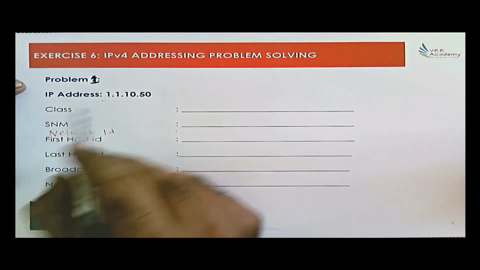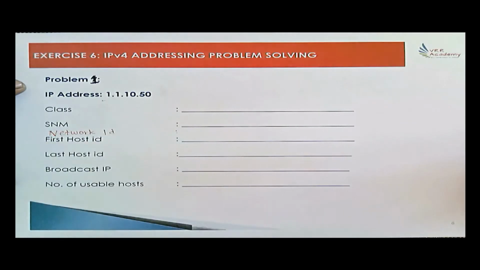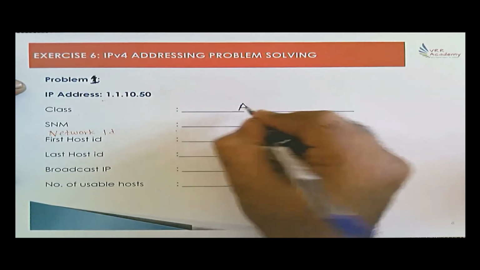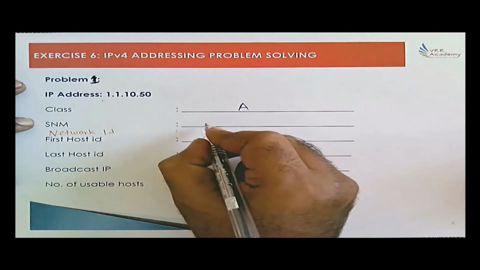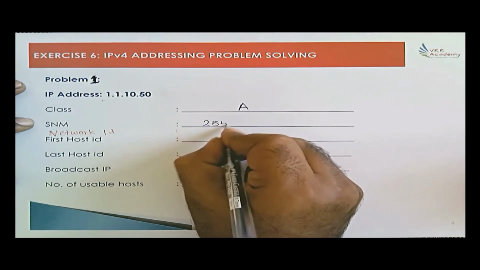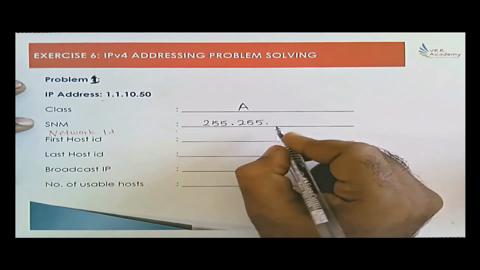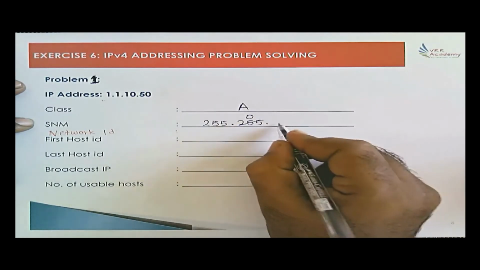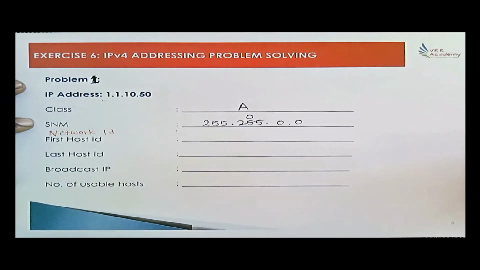If you see the IP address, 1.1.10.50, this is a class A IP address. So the class is class A. The default subnet mask: what is the default subnet mask? Sorry, it is class A, no? So it is 255.0.0.0. This is the default subnet mask.